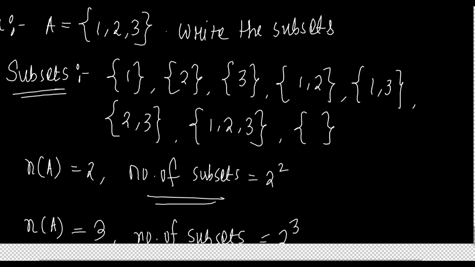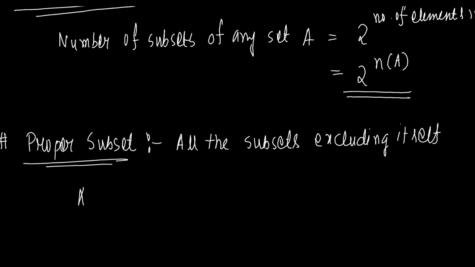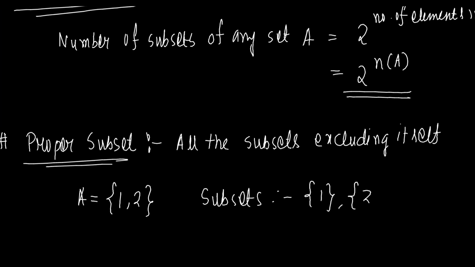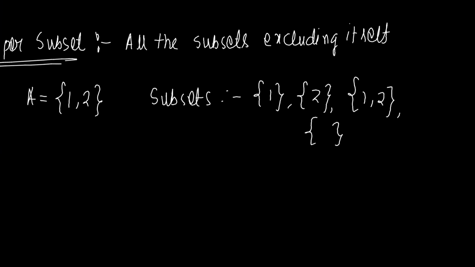But in proper subset, suppose we have a set A as 1 comma 2. So here the subsets are what? Subsets are 1, 2, 1 comma 2, and the empty set. So in the subset case, these are the subsets. But in proper subset, all the subsets will be present, excluding the set itself. That is, we cannot take this 1 comma 2 in the proper subset.